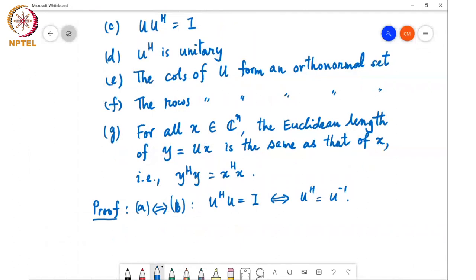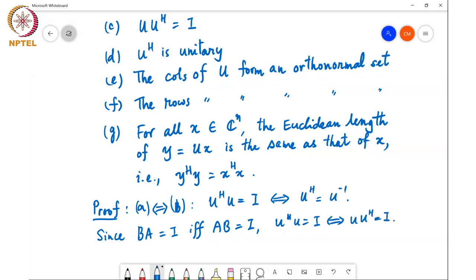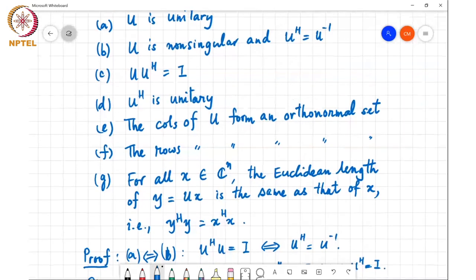And similarly, by the property I just mentioned, BA equals I if and only if AB equals I. So which means that U Hermitian U equals I is a reversible statement. Since BA equals I if and only if AB equals I, U Hermitian U equals I is the same as saying U U Hermitian equals I. So the first and third statements are also equivalent.